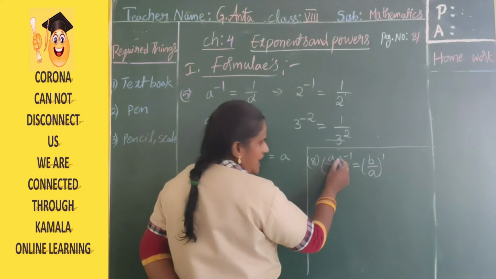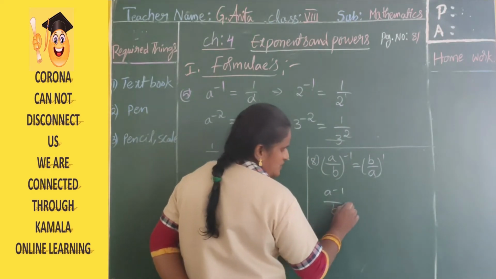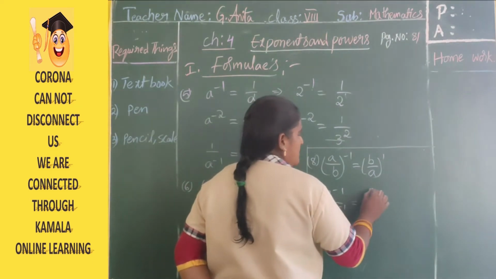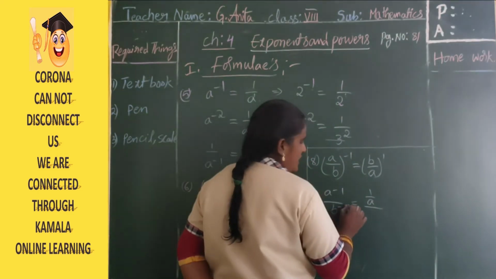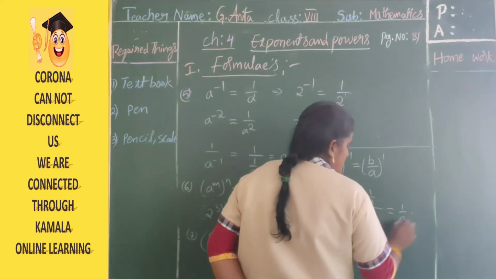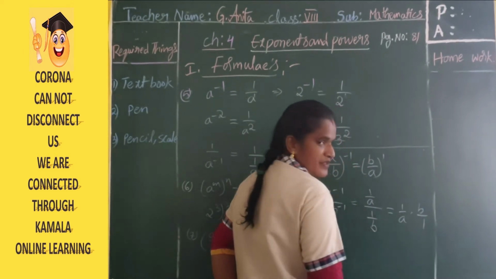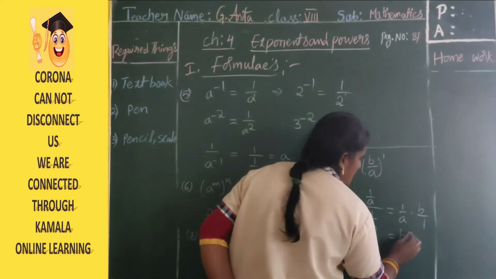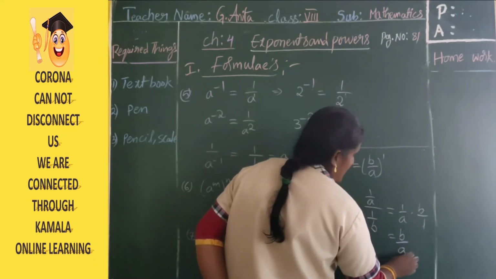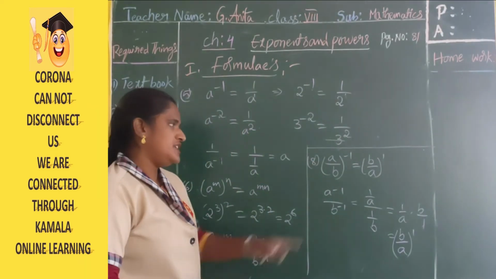See, this can be split into a power minus 1 by b power minus 1. So a power minus 1 can be written as 1 by a, and b power minus 1 can be written as 1 by b. So 1 by a, keep like that only, divided by 1 by b. This can be written as b by 1. So totally it is equal to 1 into b by a into 1, so b by a whole power 1. Yes, you are using shortcuts.